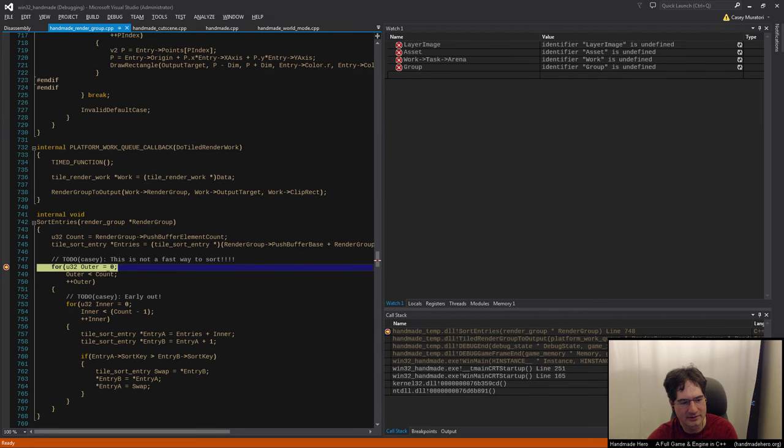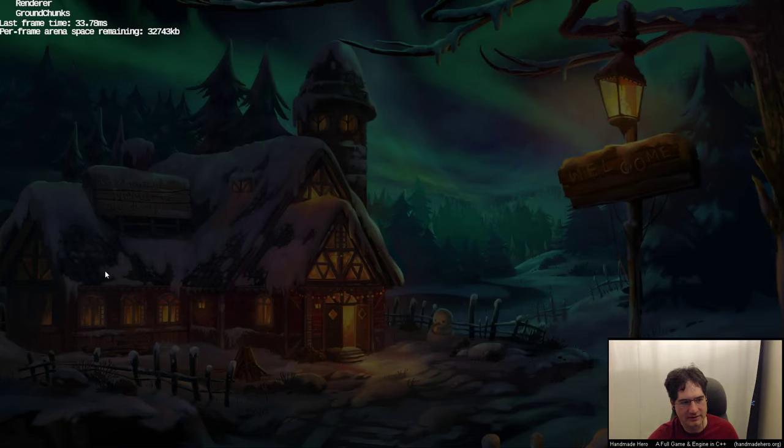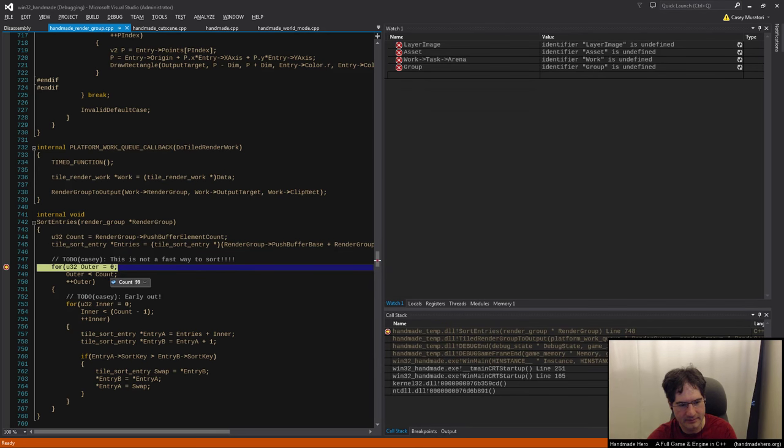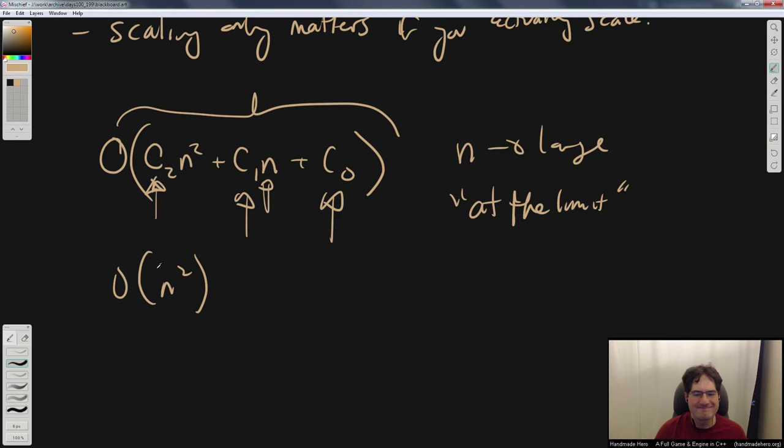79. There we go. Looks like 80 is somewhere around where we're at. Let's try running the game. This is the cutscene. Let's see where that's at. Count is 100. Count is 160. Yeah. So what we're talking about here is it's not that large, right? It's 160. That's the number.